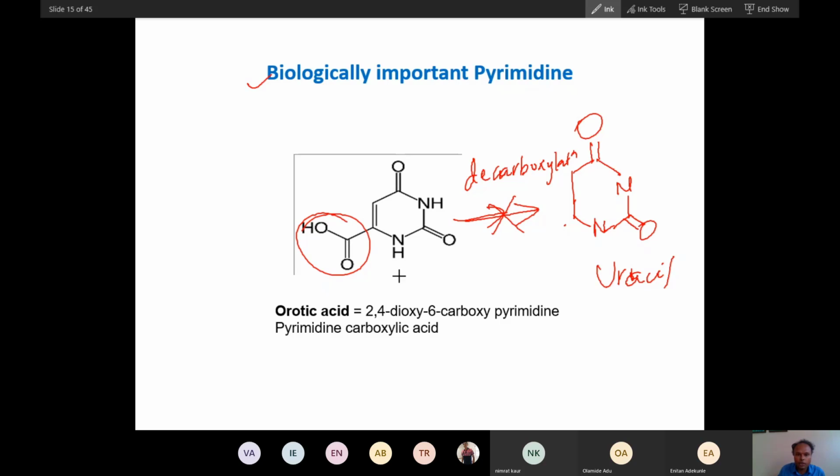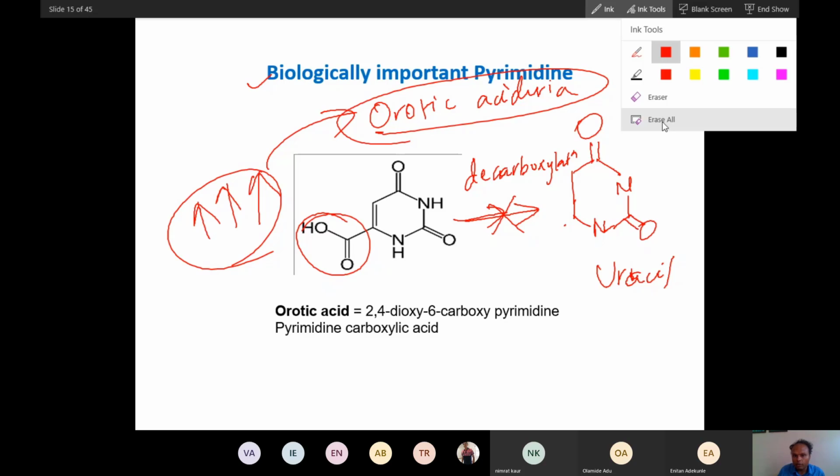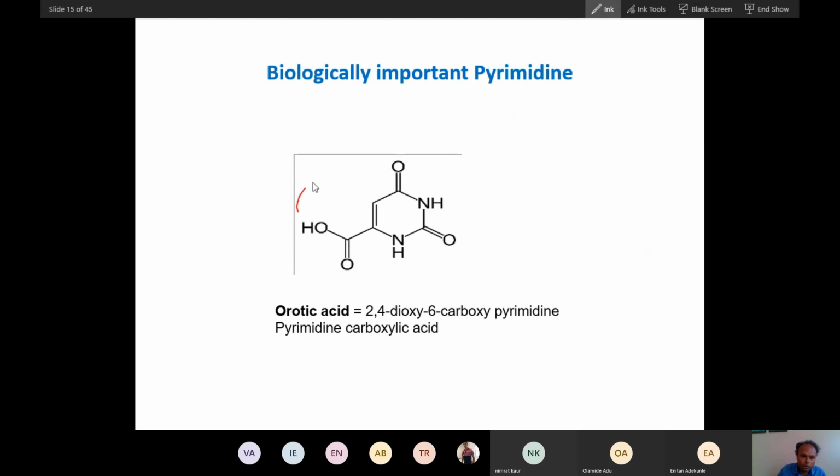If this enzyme is deficient, what will happen? This orotic acid level will become very high. And this high orotic acid level will cause orotic aciduria. Orotic aciduria. Remember this condition. This is a very important condition. So what is orotic aciduria? That is why I have written this orotic acid. If orotic aciduria comes anywhere, you have to remember this is a pyrimidine, this is uracil plus a carboxy group.